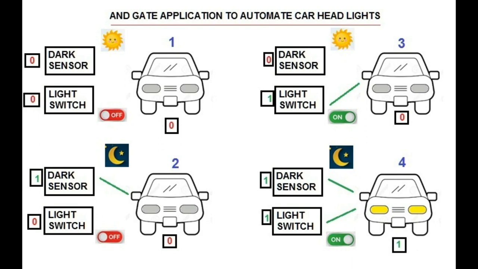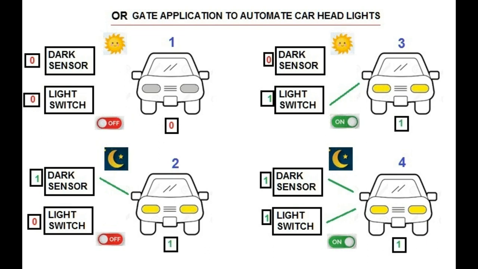An AND gate ensures that the output is not high till both the inputs are high. Which means headlights will remain off unless both the dark sensor and switch are activated. In image 1, lights are off as the dark sensor is off during daytime and the switch is also off. In image 2, the dark sensor is on as it's night but the switch is off, so lights remain off. In image 3, the switch is on but the dark sensor is off due to daytime, so lights again remain off. But in image 4, since the dark sensor is on during night and the switch is also on, the headlights get switched on as an AND gate is being used.